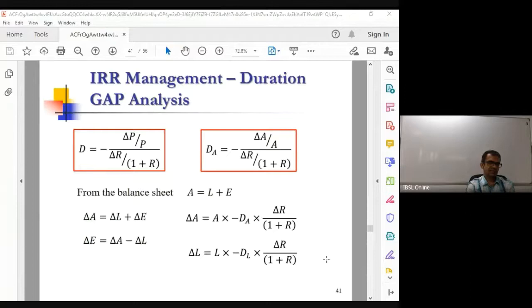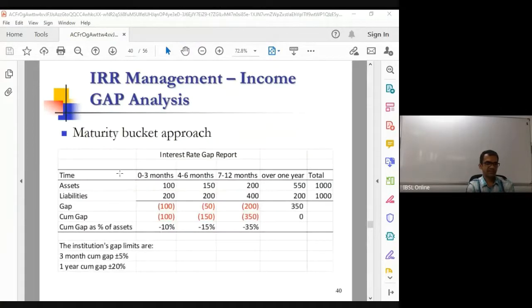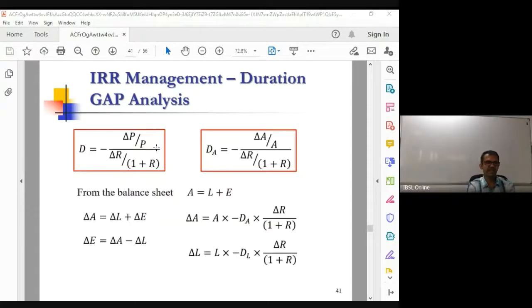So that is about interest rate risk management, about the income side. Now we'll move into the duration gap analysis. This is another way of doing it. I suppose that you can remember what the duration is. How do you interpret the modified duration?